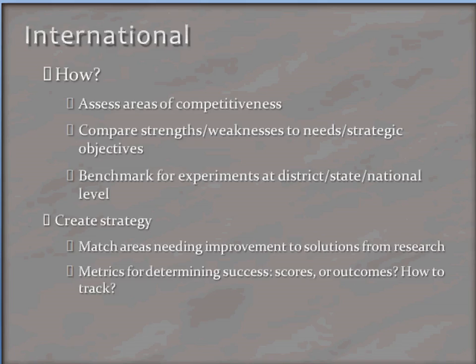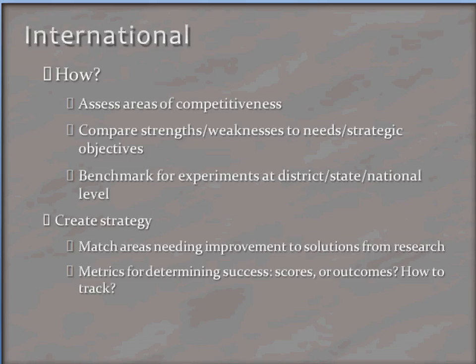And it'll want to benchmark experience based on what other countries have done to try to experiment with district, state, and national improvement schemes and to determine whether they work well or not well for the U.S. Based on test score data from international schools, a strategy can be created to match areas needing improvement to solutions from research and to determine metrics for tracking success.